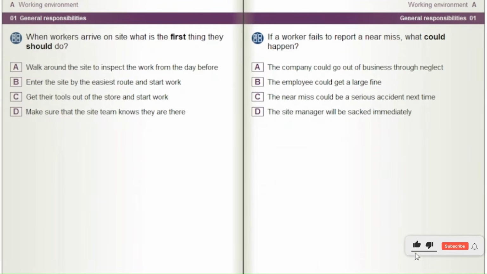When workers arrive on site, what is the first thing they should do? Walk around the site to inspect the work from the day before. Enter the site by the easiest route and start work. Get their tools out of the store and start work. Make sure that the site team knows they are there.